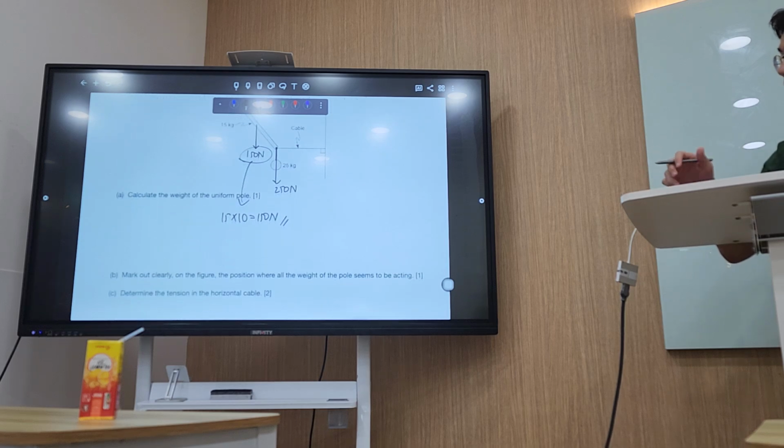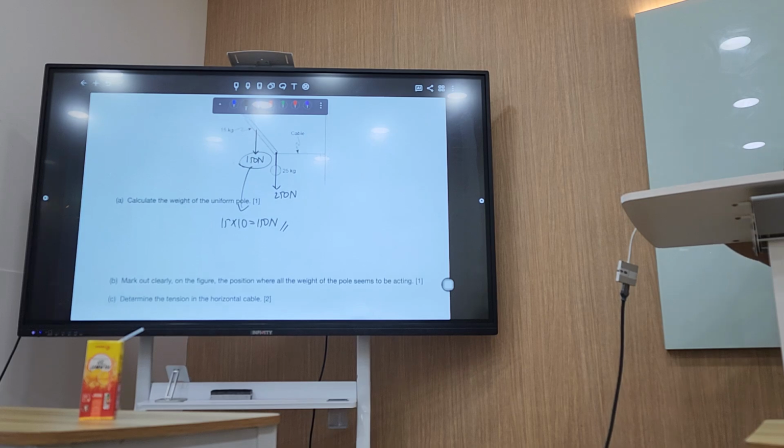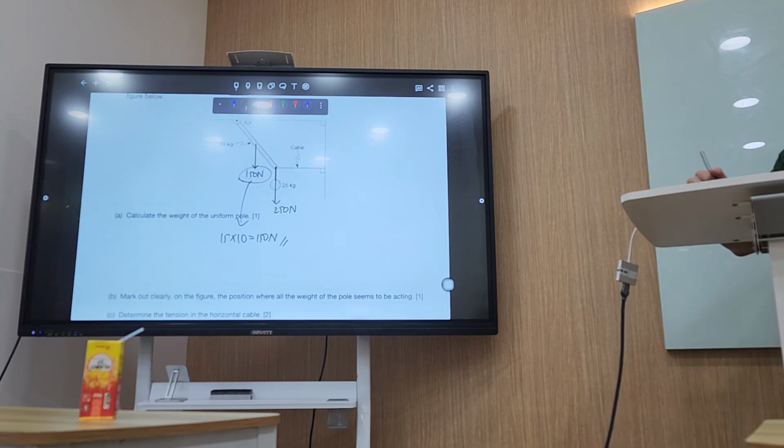Mark out clearly the position where all of the weight of the pole appears to be acting. We have just done it. This one is your part B: the position on the pole, aka the center of gravity. Okay, so far.